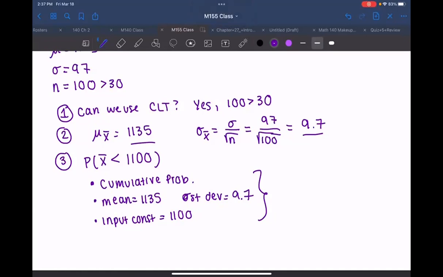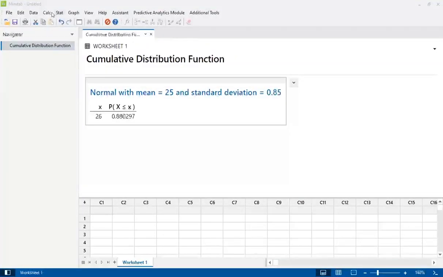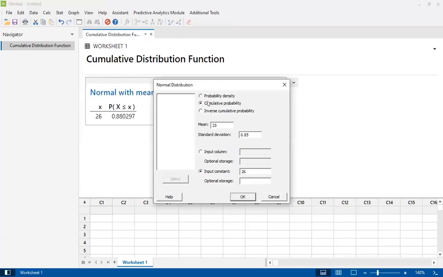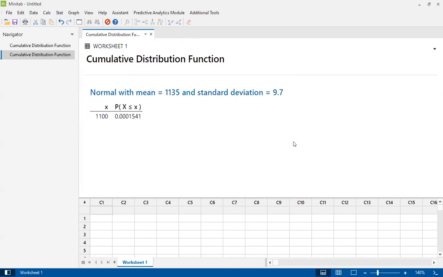Okay, let's go to Minitab. I'm sorry for having to go back and forth here, but this is what we're doing. We're going to go and click Calc, Probability Distributions. We're going to click Normal. Okay, now cumulative probability is kind of already saved from last time. The mean is now 1,135. The standard deviation is now 9.7. Awesome, nice job. And the input constant is going to be 1,100. Let's click OK. So, our probability is really small, right? It's 0.0001541. Okay. Any questions on the Minitab steps here?